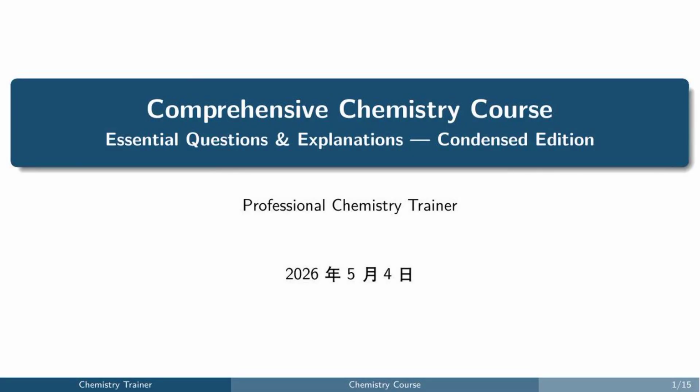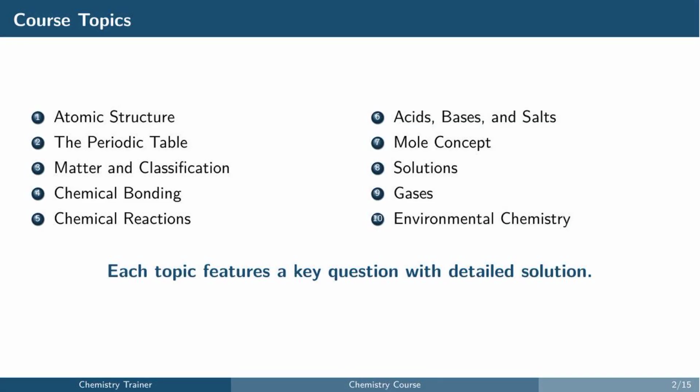In this condensed video, we will explore 10 fundamental chemistry topics through key questions and detailed explanations. Let's begin. We will cover atomic structure, the periodic table, matter and classification, chemical bonding, chemical reactions, acids, bases and salts, the mole concept, solutions, gases, and environmental chemistry. Each topic features an essential question with a step-by-step solution.